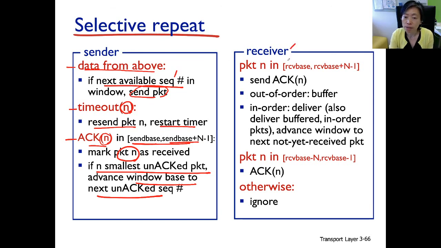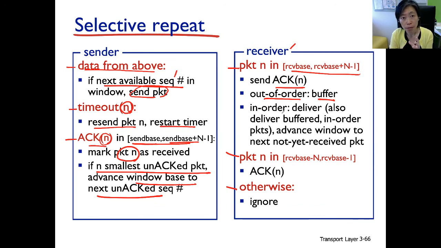Similarly here at the receiver end, there are 1, 2, 3 transitions. The first transition is if we receive a data packet that's within the range receive base to receive base plus n minus 1. That is reasonable, as expected. Then we send an individual acknowledgement. So if it's packet n, then ACK n. If this packet is not expected, meaning it's out of order, then we will buffer it. These will be the pink packets, all right?